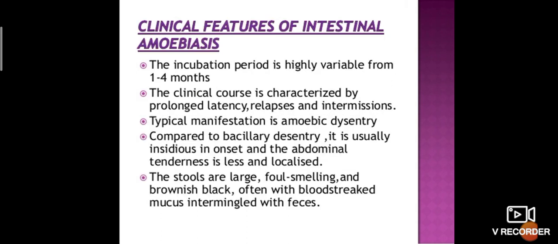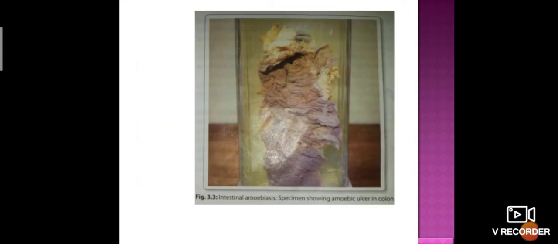So these are the clinical features of intestinal amoebiasis. The incubation period is highly variable, from 1 to 4 months. The clinical course is characterized by prolonged latency, relapses and remissions. The stools are large, foul smelling and brownish black, often with blood-streaked mucus intermingled with feces.